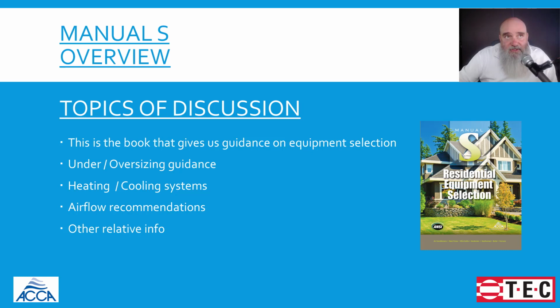Manual S specifically gives us guidance with respect to sizing equipment, looking at sensible and latent loads. I don't want to say it ignores tons because it doesn't, but the goal of Manual S, or one of the main goals, is selecting a residential air conditioner based off of specific capacities.